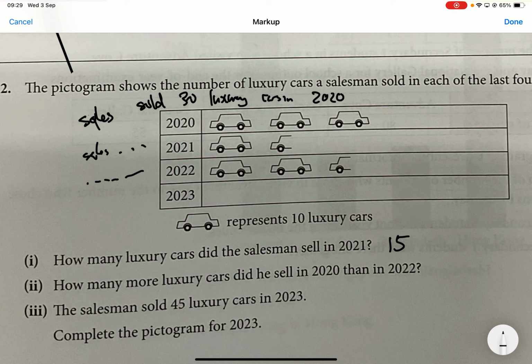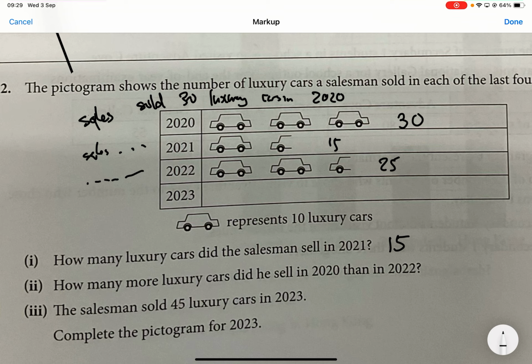How many more luxury cars did he sell in 2020 than in 2022? So 2020 he sold how many? We can go and write down. 3, each one is 10. So 2020 he sold 30. You can go and mark down here for yourself to work with it easier later. So you can write down, here is actually 30, here is actually 15, here is actually 20 plus another half, so 25.